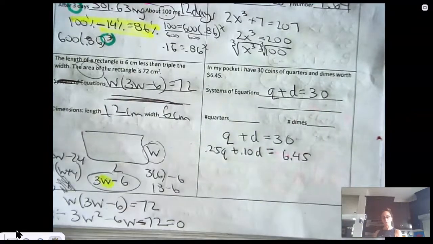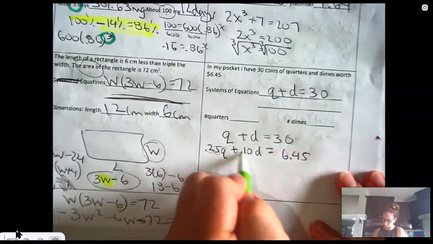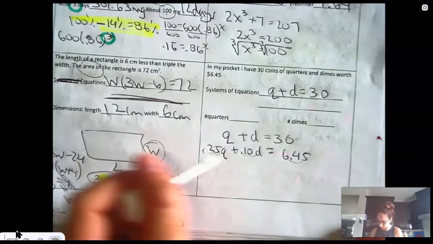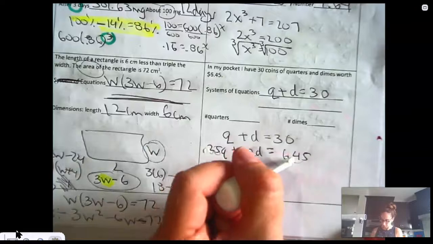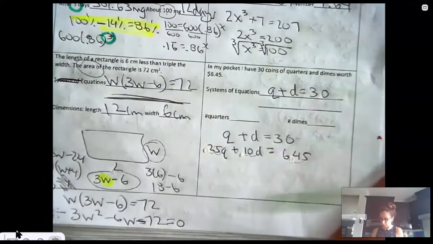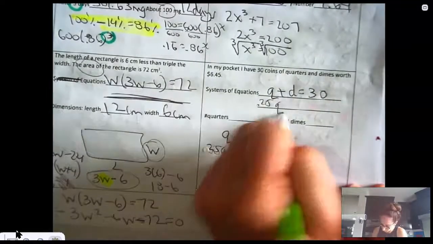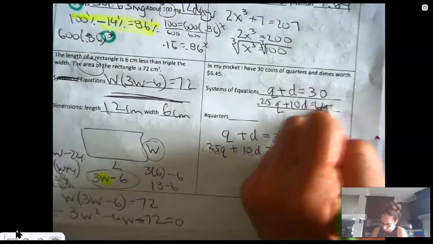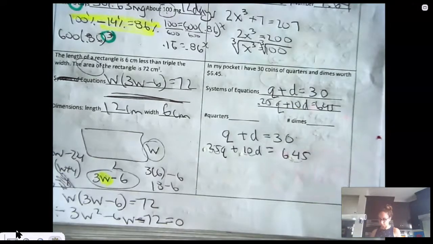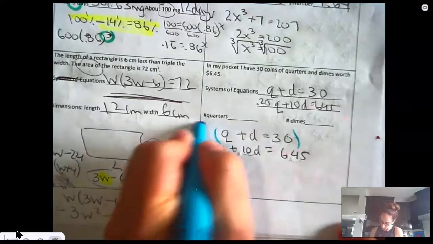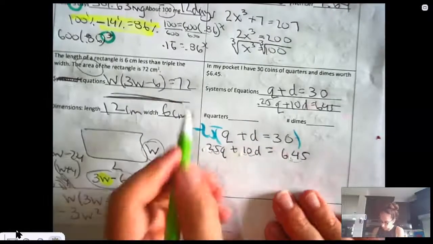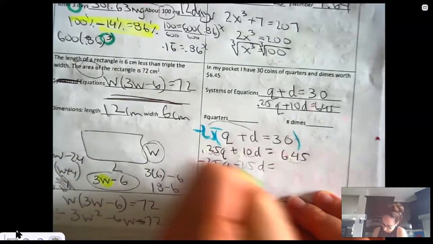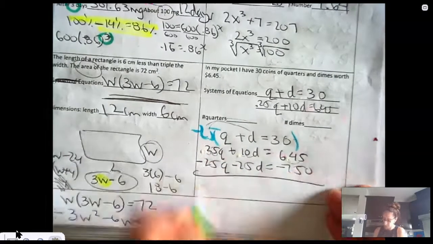And then now I would solve this system. I would move this over twice. So then I would, in a sense, take white out and pretend that the point isn't even there. Okay. Let me rewrite it up here, by the way. 0.25q plus 10d equals 645. Now I would solve the system. I would multiply this by negative 25. And I would get negative 25q minus 25d equals negative 750.